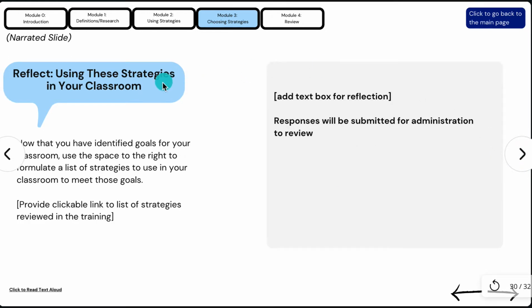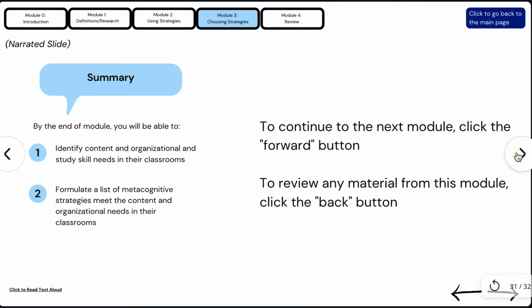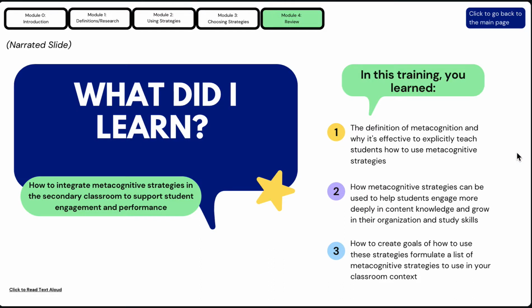And then there would be another text box for reflection on, okay, actually, what strategies would you use? There would also be a clickable link here where the learner could review the different strategies that were given, as well as maybe think of other ones as well. So the last summary slide here. The last little module is, again, just one page of review of what they learned of the objectives.